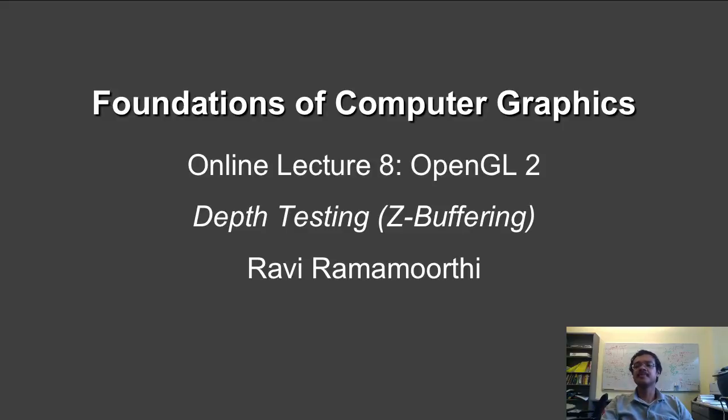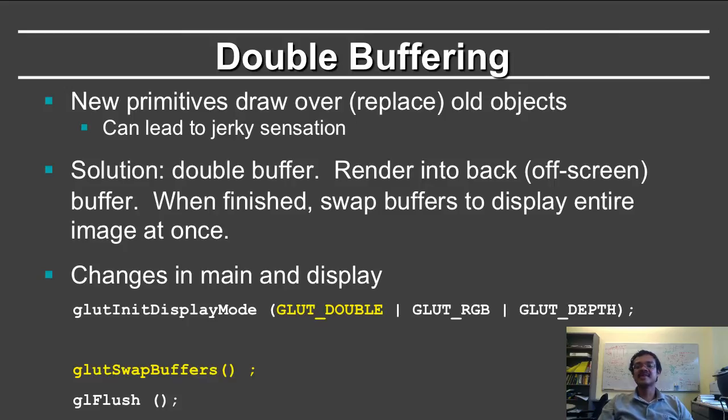We'll talk about depth testing or Z buffering. First, though, we discuss a concept known as double buffering. If you draw a new primitive over an old one, you just have old objects on the screen and then you replace them with new objects. This can lead to a jerky sensation, especially if the rate of drawing is slow, which leads to a solution that we refer to as double buffering.